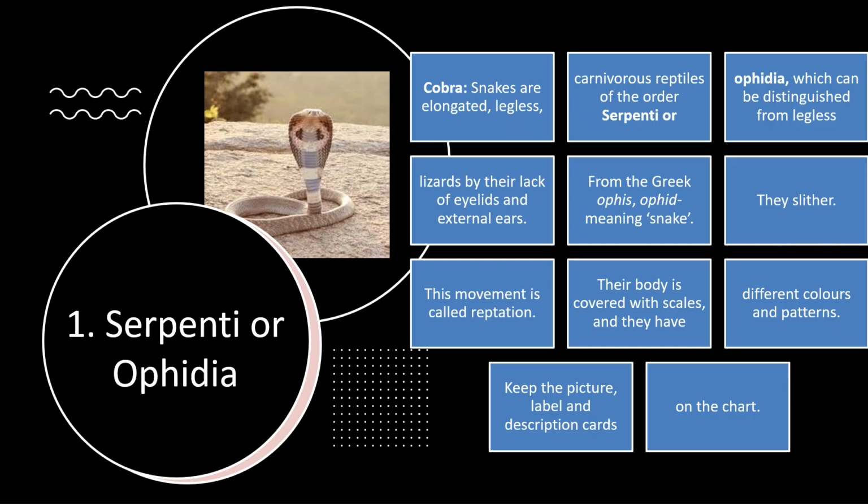They slither. This movement is called reptation. Their body is covered with scales and they have different colors and patterns. Let us keep the picture, label and description cards on the chart.